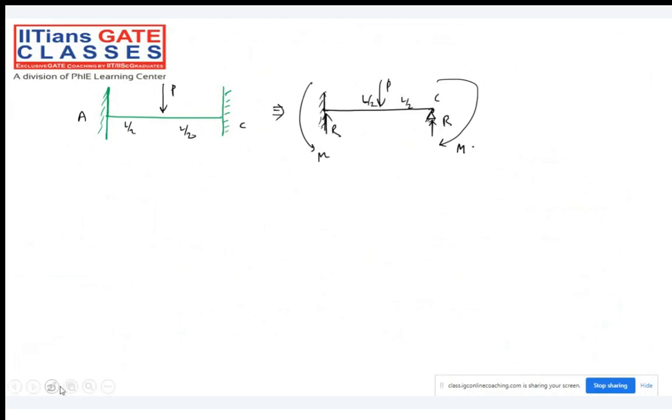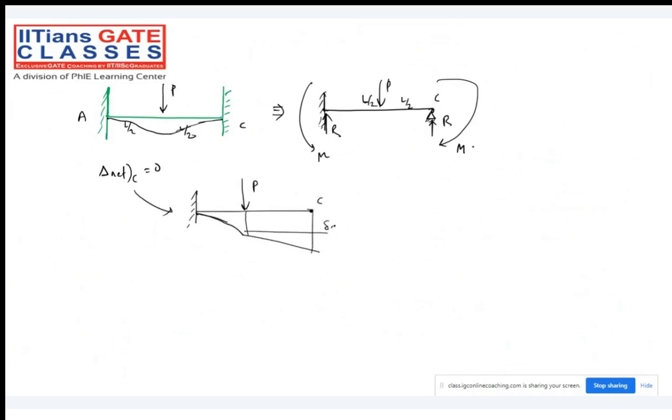Now everybody knows that we are making use of the compatibility equation. What is that compatibility equation? The net deflection at C has to be 0. If you draw the elastic curve, we are getting zero deflection. This net deflection we get from three particular segments. One is where P is applied here. What will be the deflection at C? I'm calling this delta C1. That is the first scenario.